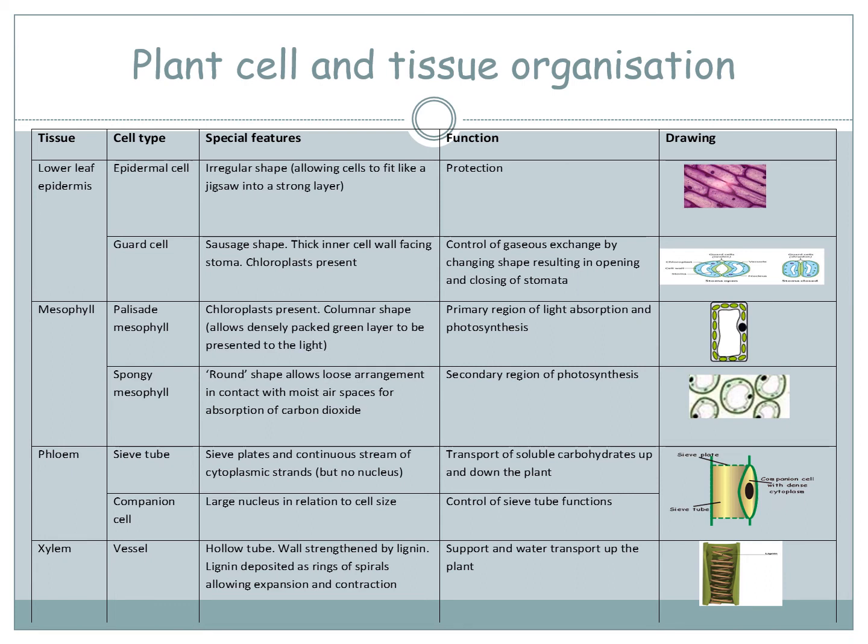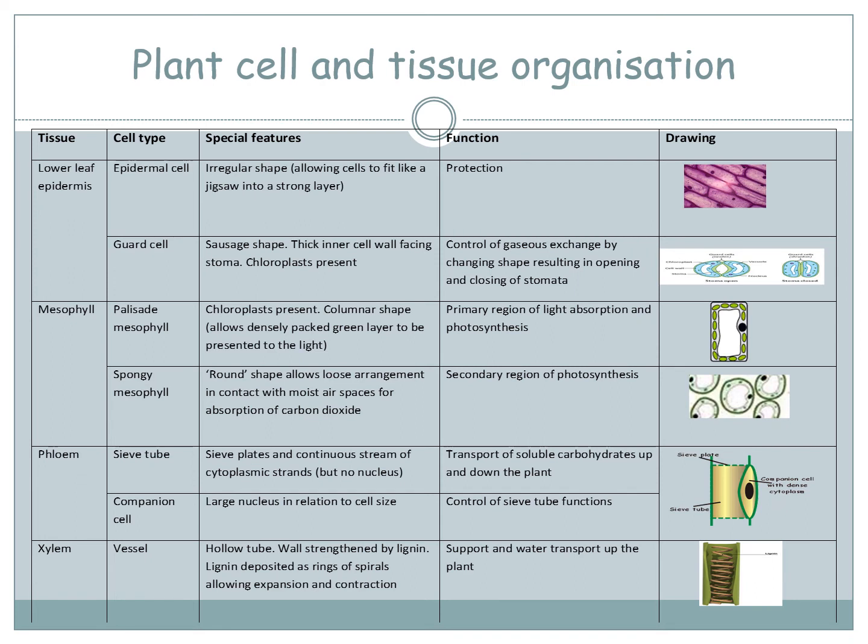The next tissue that we're going to look at in a plant is the phloem, and it's made up of two different cell types. So we've got our sieve tube cell and our companion cell. So our sieve tube cell is specialised because it's got sieve plates and a continuous stream of cytoplasmic strands but no nucleus, and this allows its function to be of transporting soluble carbohydrates up and down the plant. And then we've got our companion cell, which is specially differentiated because it's got a large nucleus in relation to its cell size, and its function is to control the sieve tube functions.